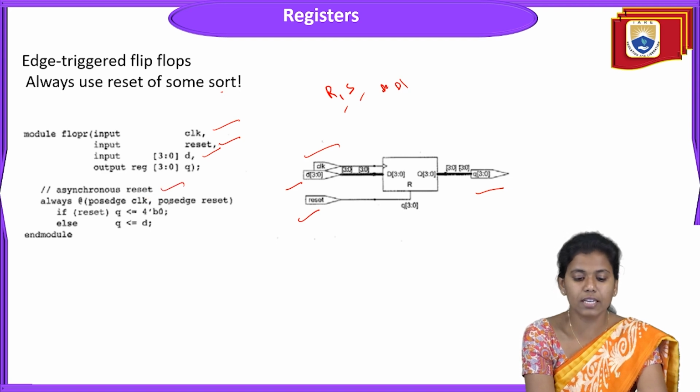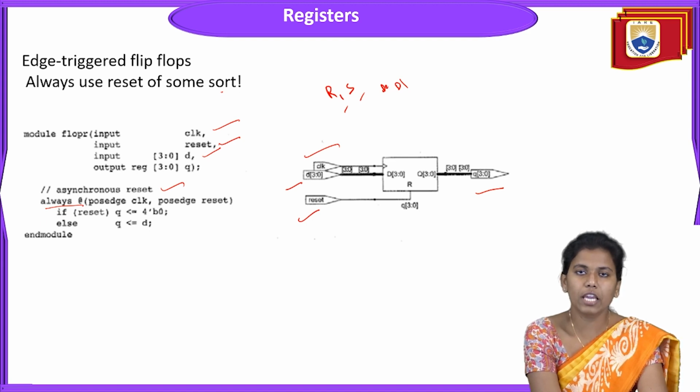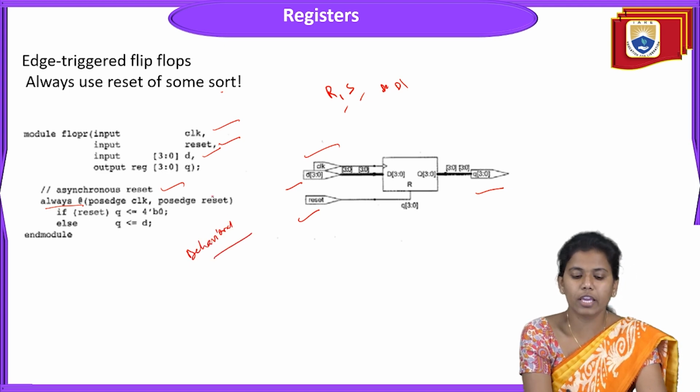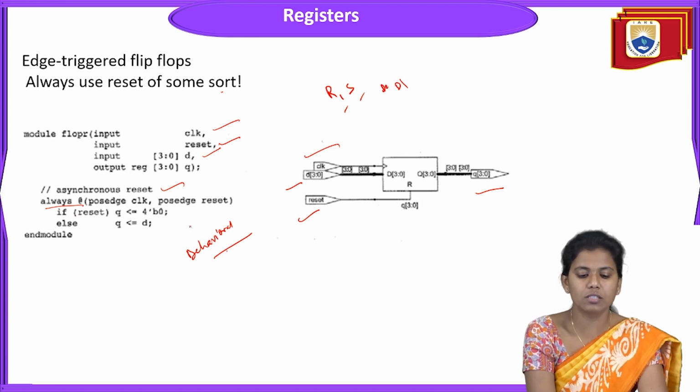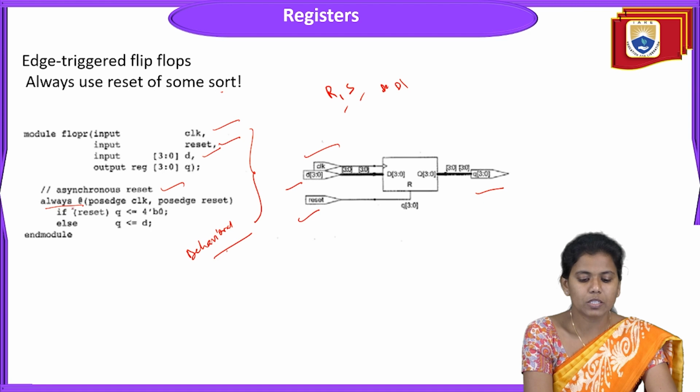So for this asynchronous reset, we always use always @. Always is a keyword when you are writing a program under behavioral modeling. So under behavioral modeling, we use the keyword always @. This particular syntax or program is based on behavioral modeling. So always @ posedge.